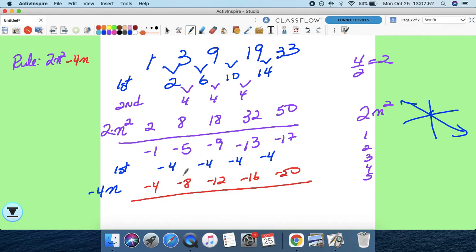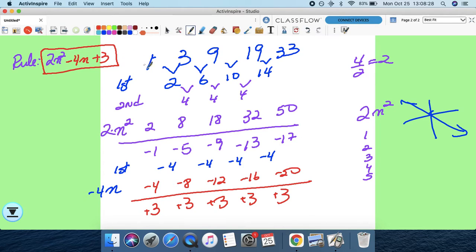So how do I adjust the negative 4n sequence to look like negative 1, negative 5? To that, we're going to add what? One thing you can do is subtract. Negative 1 minus negative 4 is 3. Negative 5 minus negative 8 is 3. Negative 9 minus negative 12 is 3. Negative 13 minus negative 16 is 3. Negative 17 minus negative 20 is 3. So what do we add? We add plus 3. That's my rule here.